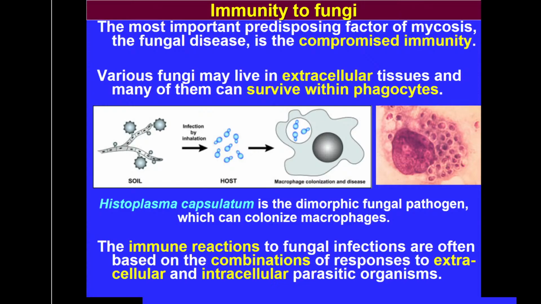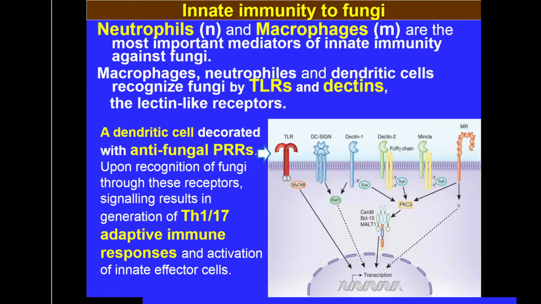Of course, immune response to fungi is the combination of the humoral and cellular immune responses. Now about innate immunity. Neutrophils and macrophages are the major cellular components of the cellular innate immunity. Neutrophils and macrophages at the surface have many receptors for fungal pathogen-associated molecular patterns. They are Toll-like receptors, Dectin-1, Dectin-2 receptors, Mincle receptors, the macrophage receptors, and receptors for mannose residues.